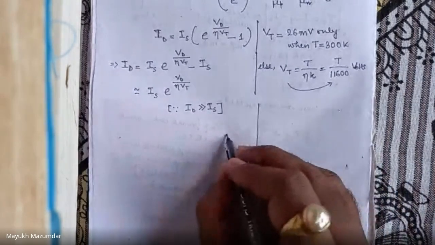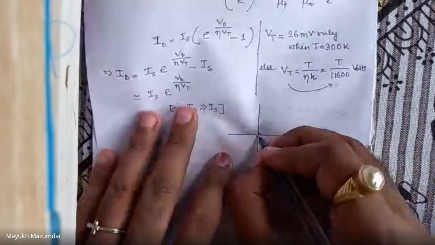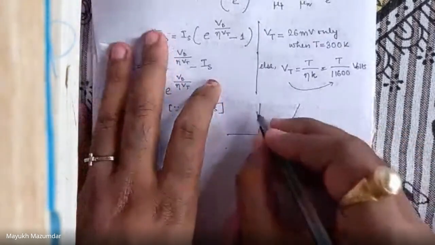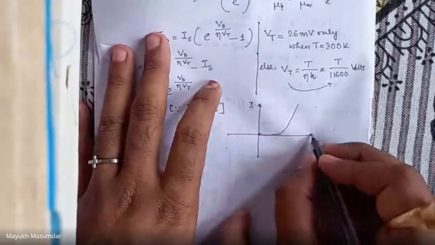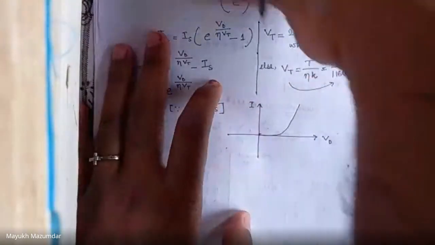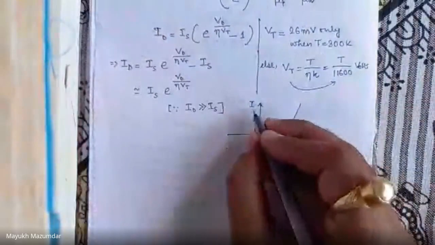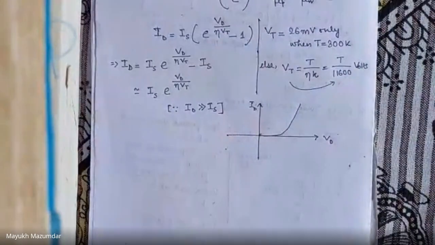And if you want to plot this graph in the forward direction, you will get something like this. Plot I and V this way, Vd. Better to write ID and Vd. You'll be getting something like this.